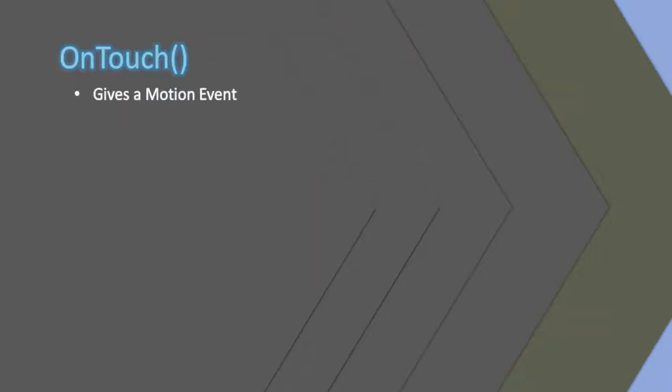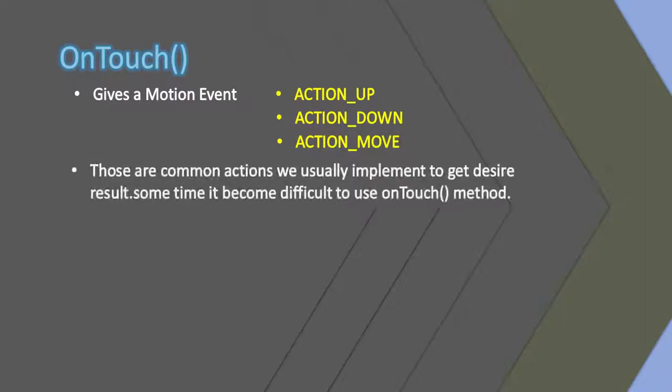Now the onTouch event has some properties. It gives a MotionEvent. It has ACTION_UP, ACTION_DOWN, ACTION_MOVE. Those are common actions which are usually implemented to get a desired result. Sometimes it becomes difficult to use the onTouch method. Yes, the onTouch method is a little tricky to use because it has different kinds of events that you need to take care of. That's why in our piano application, I'm not going to use the onTouch method, because it complicates the UI. Also the logic becomes more complicated.